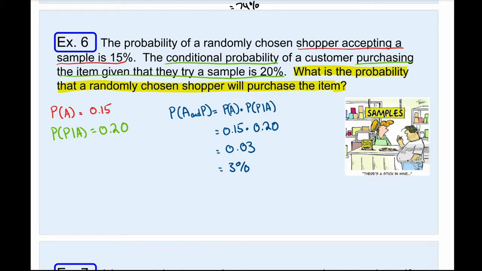Well, we have to multiply them together. They are dependent events because there is a conditional probability there. Given that they accept it, there is a probability that they will purchase it, which was the probability of purchasing given that they accept it. We multiply those two probabilities together, and we should get that there's a 3% chance that they will accept and purchase an item.